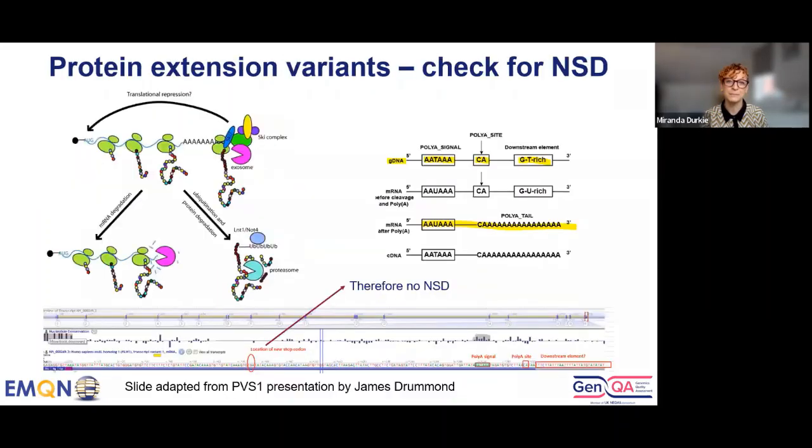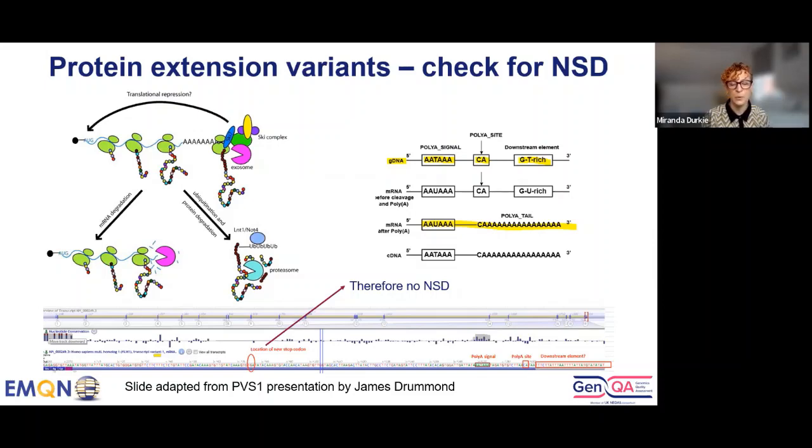Next slide, please. And just to quickly show you why this may be important, on the left-hand side is the schematic showing the mechanism of non-stop decay. If the ribosome runs all the way through that poly-A tail, you end up with a very long RNA that's targeted for degradation. So if you have a stop loss variant, it's really important that you look at that 3' UTR to assess whether you have an in-frame stop codon within it or not, which means you need to know the key signals to look for: particularly the poly-A signal, the poly-A site, and then the downstream element.